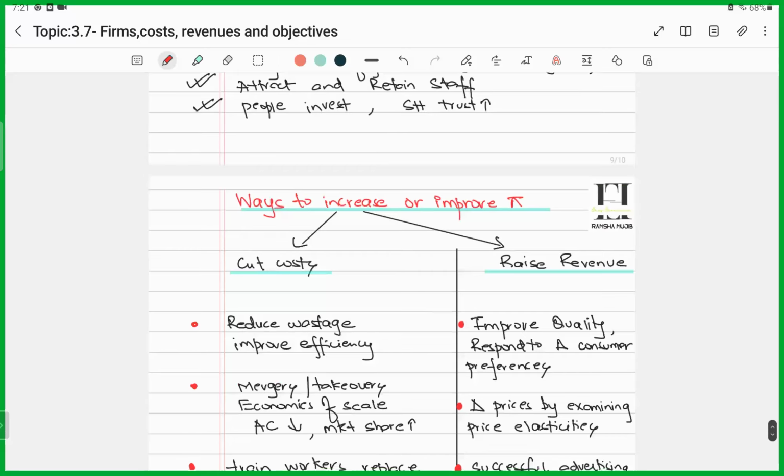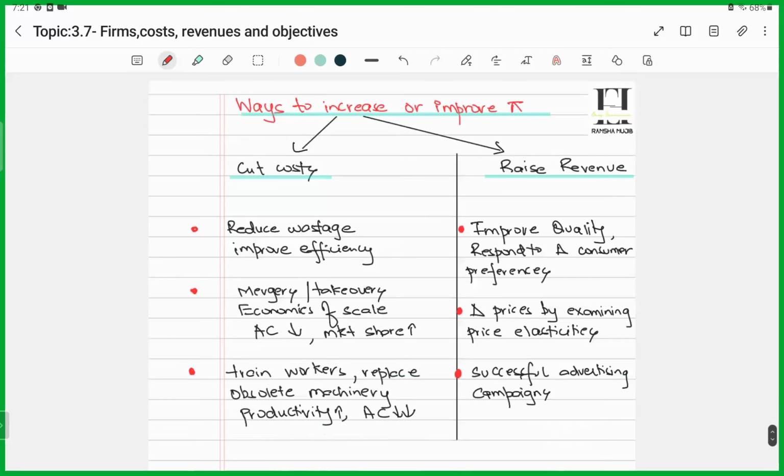So the question which arises now is, how can a firm increase or improve its profitability level? Broadly speaking, there are two ways. Either you cut down on your costs or you try to find ways to increase your revenue. The first aspect is, how would a firm cut down on its cost? It can do that by reducing its wastage or improving its efficiency level. It can go for mergers and takeovers. This way, it will be able to wipe off its competitors and achieve economies of scale, where the average cost of production would fall and the firm would experience a handsome increase in its market share.